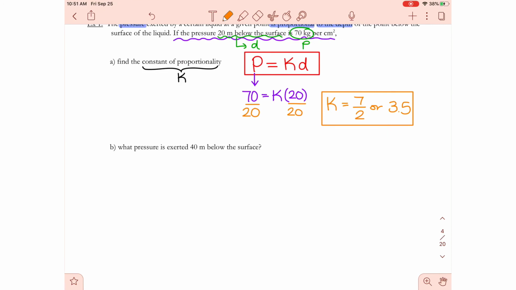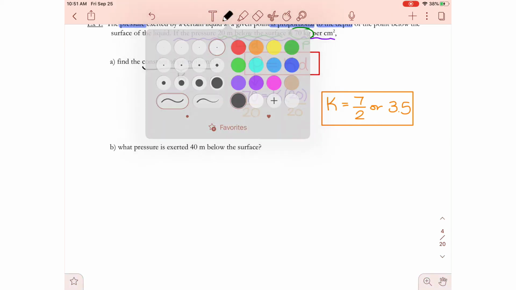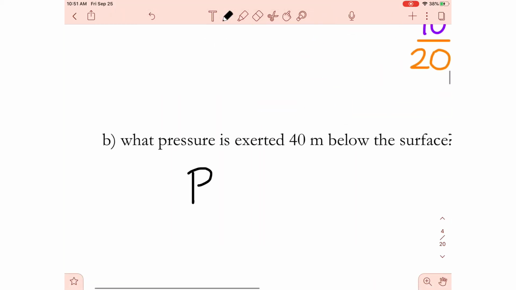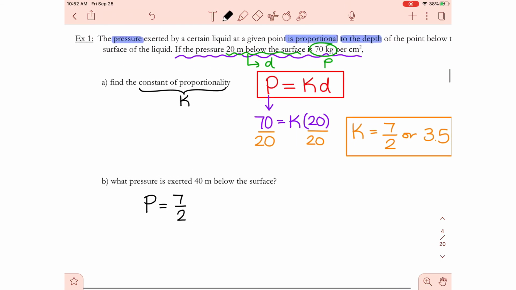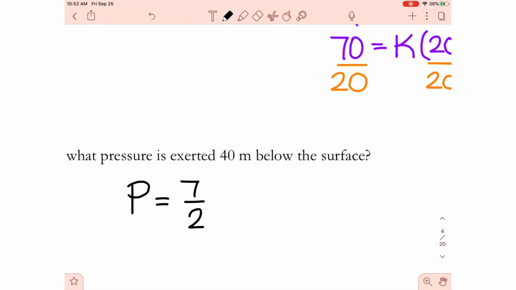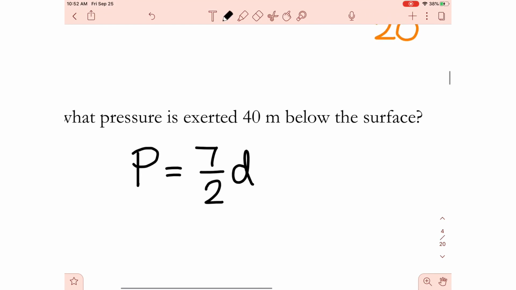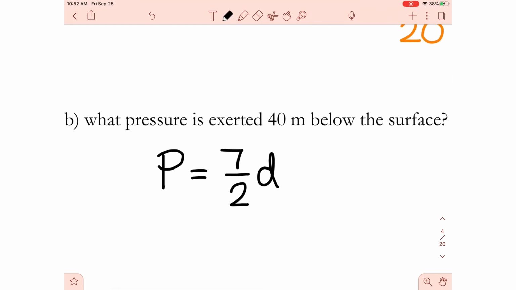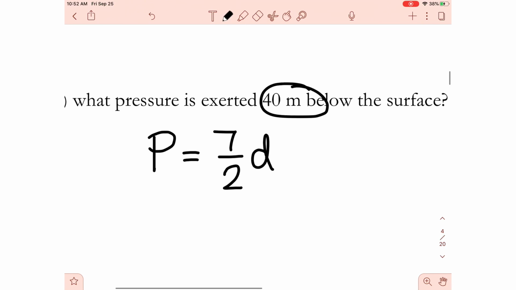All right, so now we have to answer part B, and that's how all these questions are going to be. The first thing you're going to have to do is find the K value, and then you're going to have to answer an additional question. So it says, what pressure is exerted 40 meters below the surface? So we're going to write the equation. The equation is P equals K times D, but now I know that K is 7 over 2. I could also just put 3.5. And then times D. So this is the official equation, and it's asking what is the pressure 40 meters below. So I'm going to plug in 40 for D.